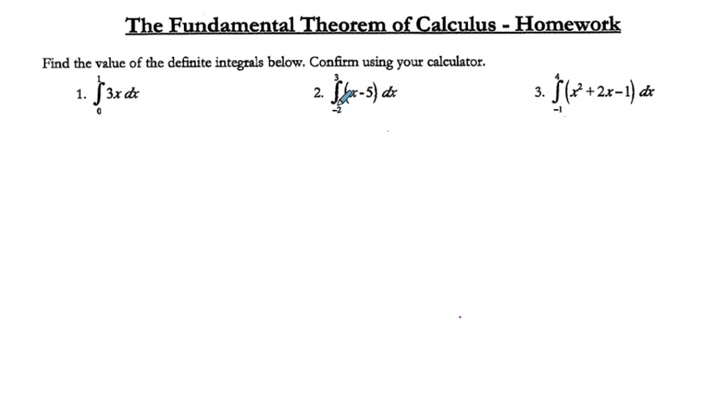This first one we're going to look at is problem 2. We have the integral from -2 to 3 of the quantity x minus 5 dx. And we could take this x minus 5 and do u-substitution, but probably it'd be even a little easier to just directly integrate.